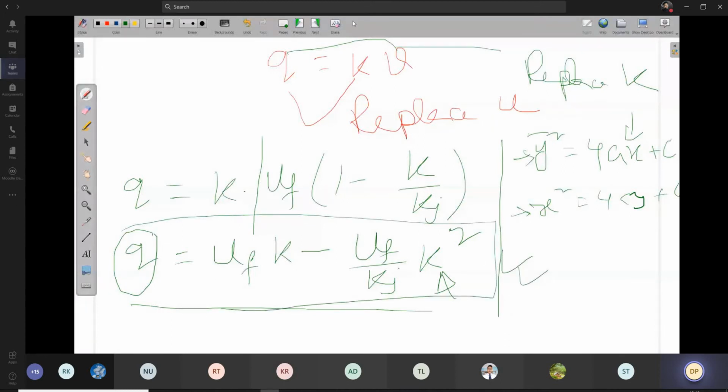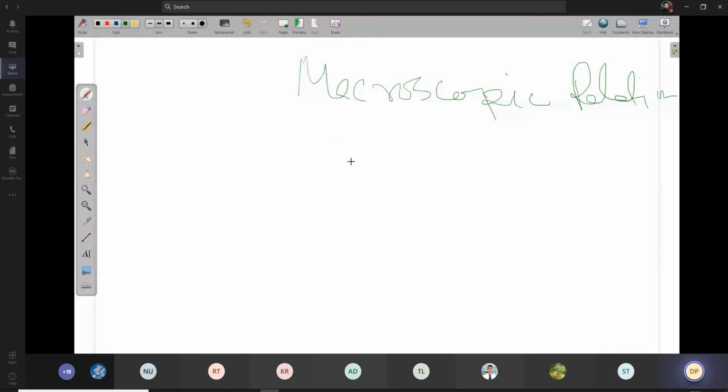This relationship, whatever we have established, is called the macroscopic relationship. Why is it called a macroscopic relationship? Because we are finding the relationship between the traffic parameters of the whole stream. Flow is a parameter of the stream. It is not a parameter of individual vehicles. Average speed we have taken. Average speed is a parameter of the stream. Density, whatever we have taken, is the average density.